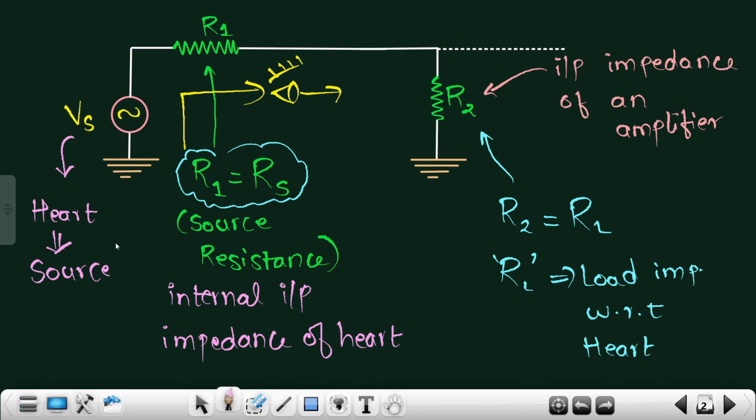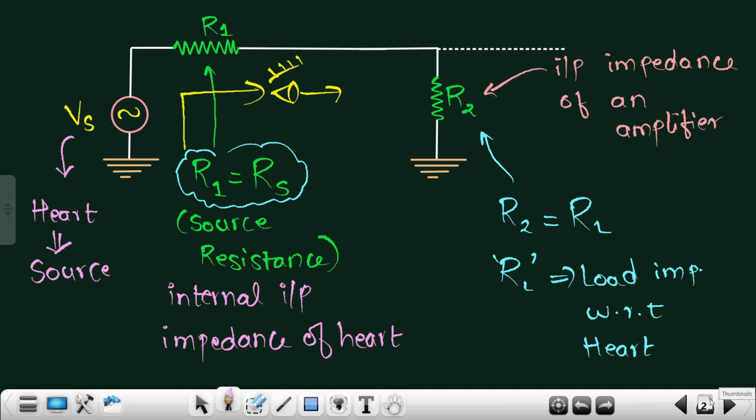And when I talk about source, I should also be talking about the source resistance, because that also plays an important role, right? Obviously the source resistance would be in series with the source voltage. I'm providing this signal to system 2, and my system 2 is an amplifier. We all know an amplifier has its own input impedance. So this is the input impedance of an amplifier. But with respect to heart or the source, this R2 will act as a load resistor or load impedance. Great. So now let's proceed further.